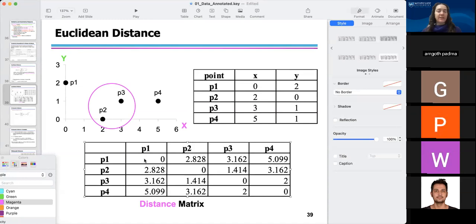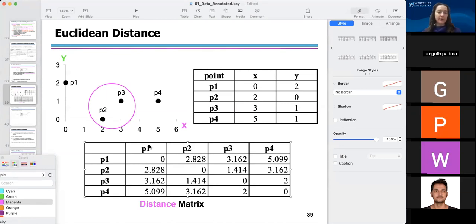If we are to take the distance between point 1 to point 1, the distance is going to be 0 from the point to itself. That's why we have a 0 here on the diagonals, because these are showing point 2 to point 2, point 3 to point 3, the distance from the point to itself.